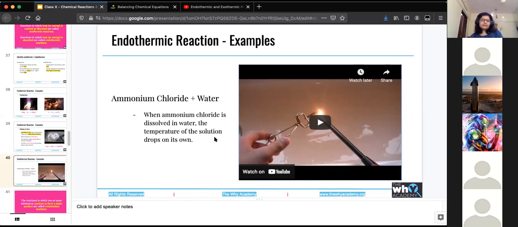Examples: in real life, what happens is photosynthesis, and if you want to show it in the laboratory, this is one of the examples.